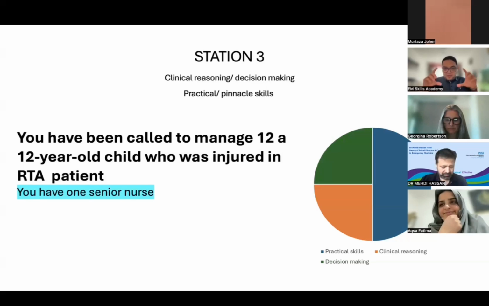So in this 1 minute, what I'm doing is going in, introducing myself, knowing everyone, allocating roles, getting flags, escalating early. You need to escalate to a consultant because you're still a registrar. Is there any consultant here? You need to know first, it's a pediatric trauma, so activate the trauma team.